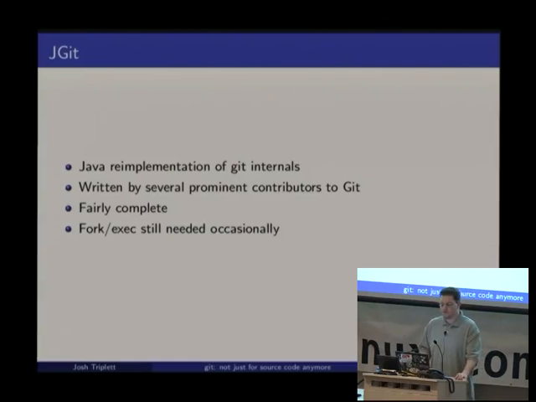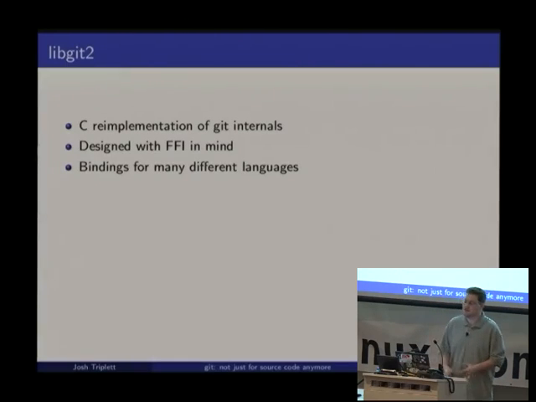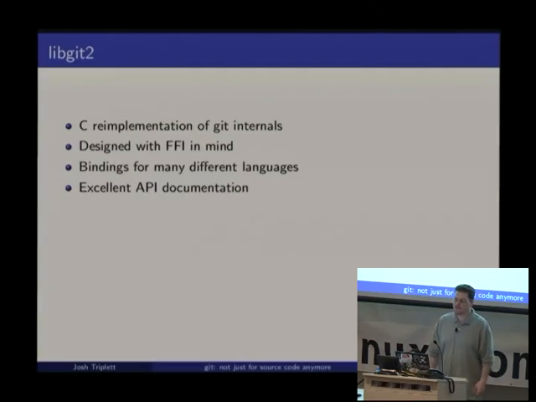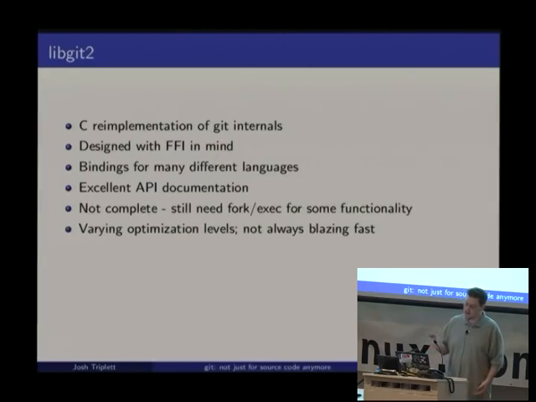The one that's becoming a lot more popular is libgit2, and it's written in C, and so it's obviously usable as a C library, but the much more important thing is that as a C library, it was designed with foreign function interfaces in mind, so it has bindings for a dozen different languages, and it's pretty easy to add one for your language of choice. It also has really excellent documentation, and the main thing with it, though, is it's still not complete, but it's actually being worked on.